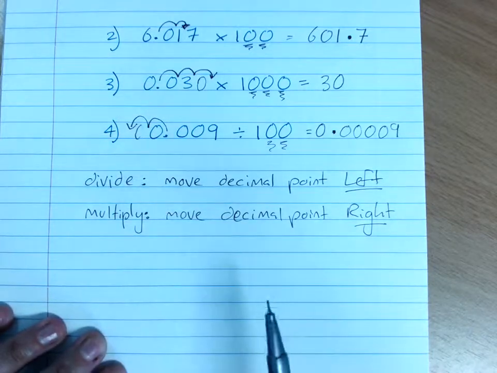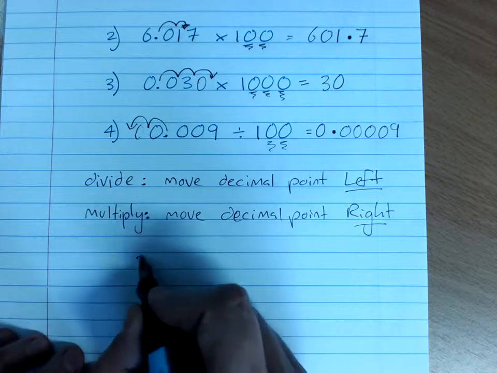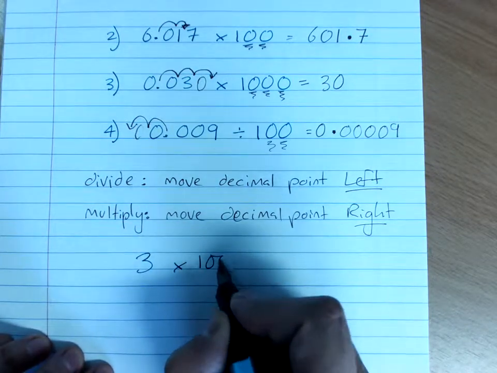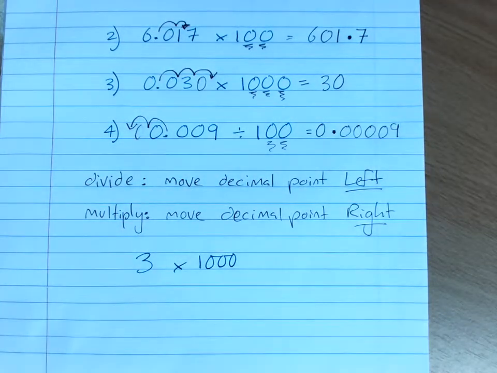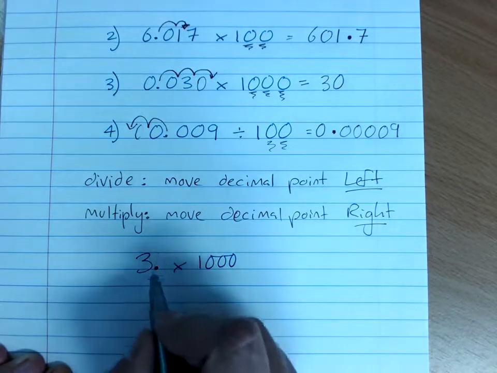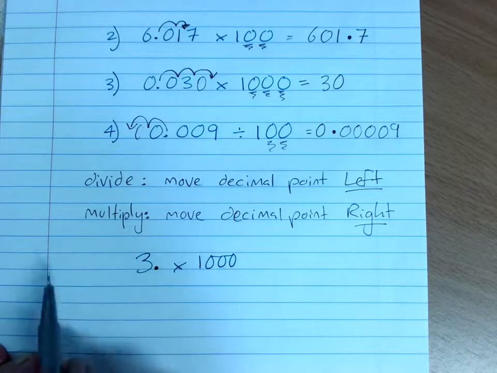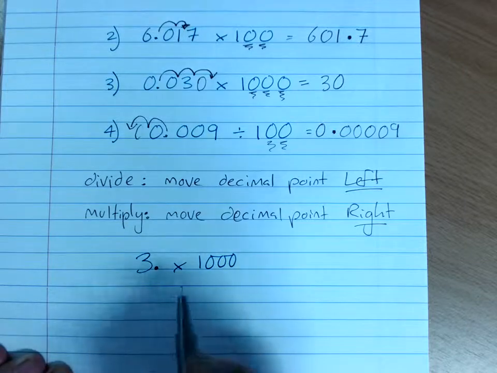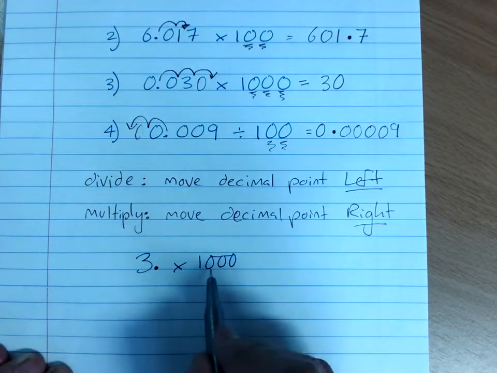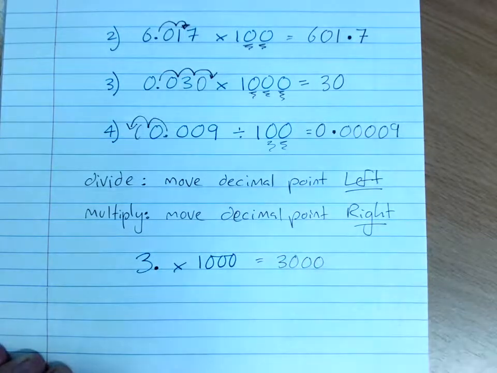And if you can't see the decimal point, 3 times 1,000. If you cannot see the decimal point, where is it? It's right there after the 3, because this could be 3.0. So if it's just a whole number, the decimal point is after it. And 3 spaces would mean I'd be putting 3 zeros. And is 3 times 1,000 3,000? Yeah.